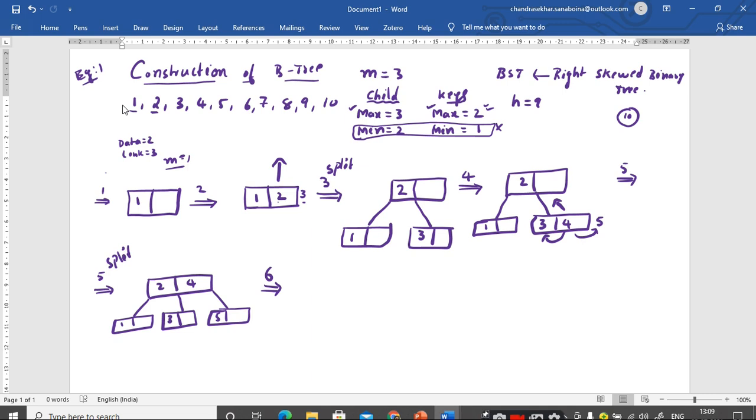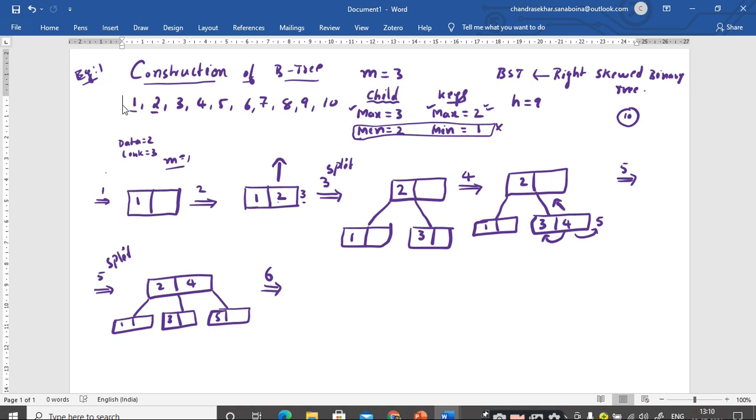6, sir. Where should I place 6? Next to 5, sir. Super, right. You should check this 6 first with the parent node or the root node. 6 compared with 2, go to its right side part. 6 compared with 4, it has to be placed in the right side part.